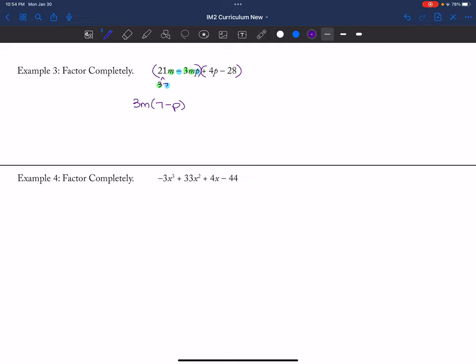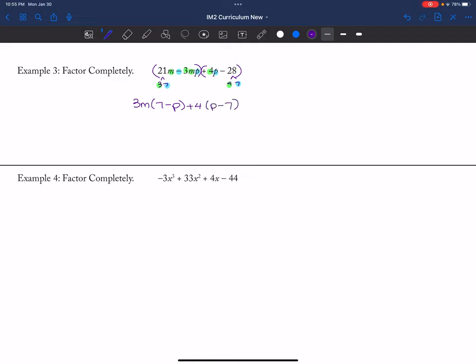And then now, what's in common here? So I could break this down into prime factors, but I also know that 4 times 7 is 28. So what I actually have in common, little shortcut, and it's okay for a future class if you do this shortcut, is that I could pull out the composite number instead. And so that gives me a plus 4, and then I have p minus 7.